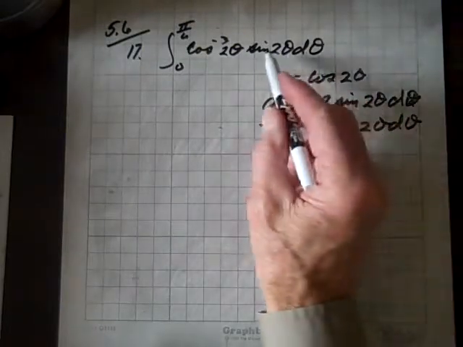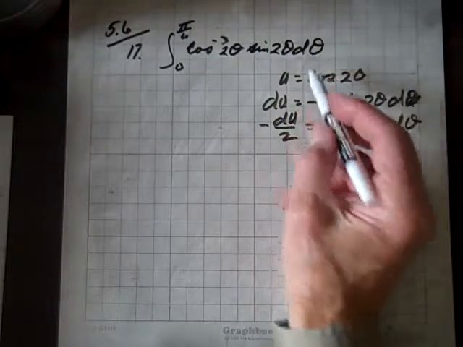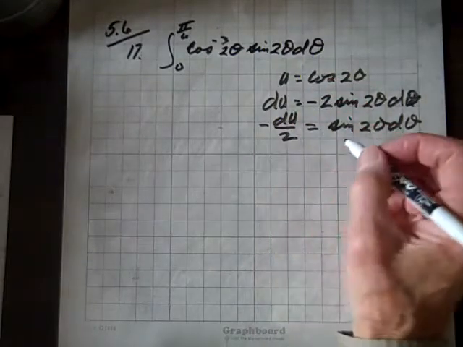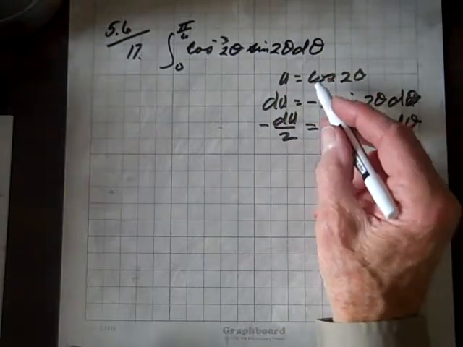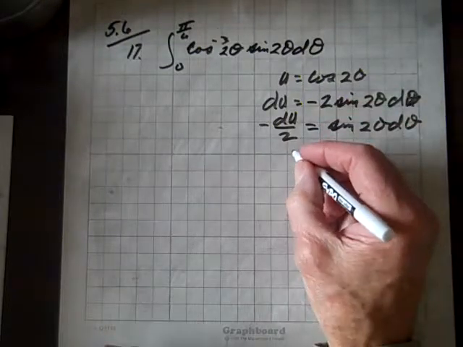Now we have a perfect fit. There's sine 2 theta d theta. We can substitute negative du over 2 for that. Next thing, let's change the limits of integration.